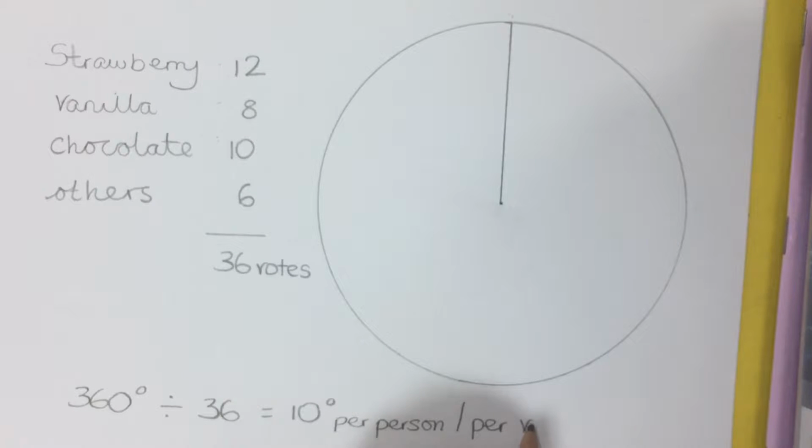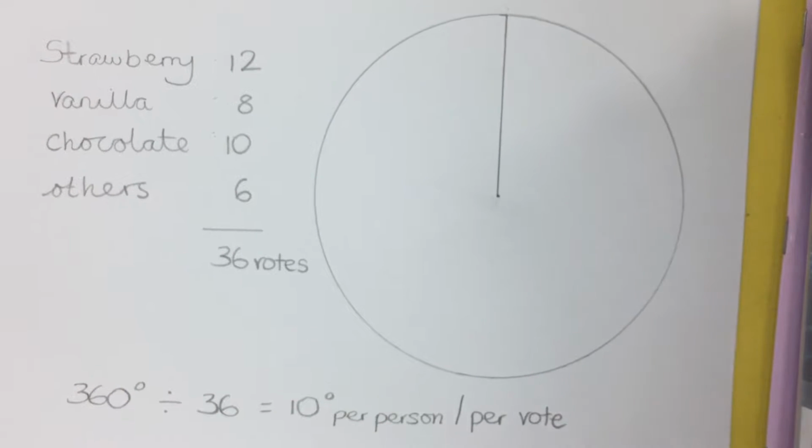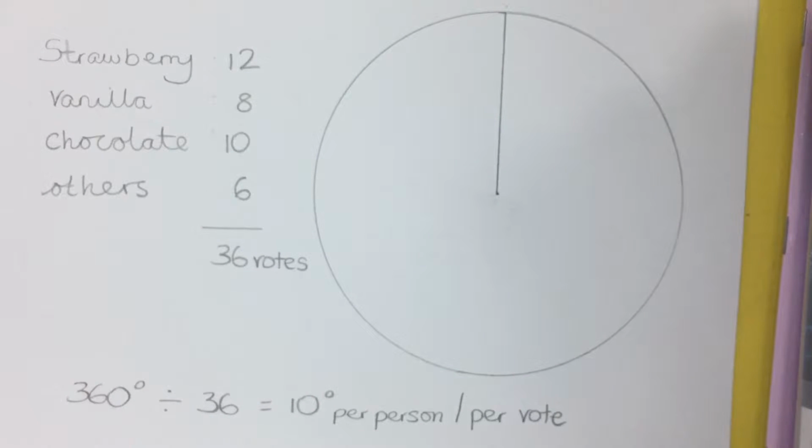Now, obviously, if you get numbers which are not perfect like this, I've chosen 36 on purpose and made it work. But if you don't get 36, you can use a calculator to help you. And sometimes you might even get decimals. So it might be 6.7 degrees per person. Whatever it is, you need to remember that for later on. So what we do is we go back to our original data.